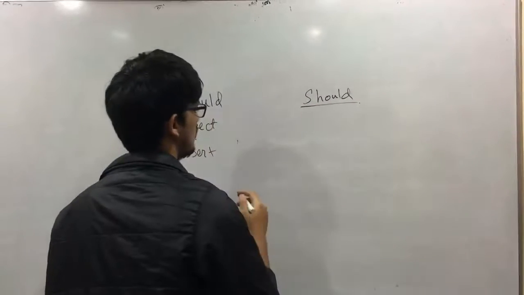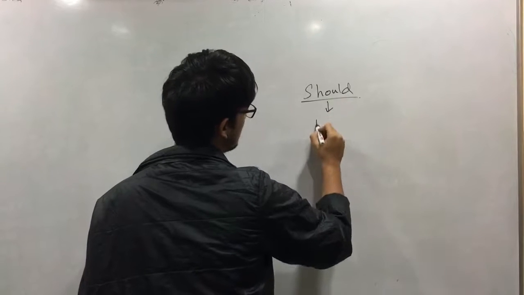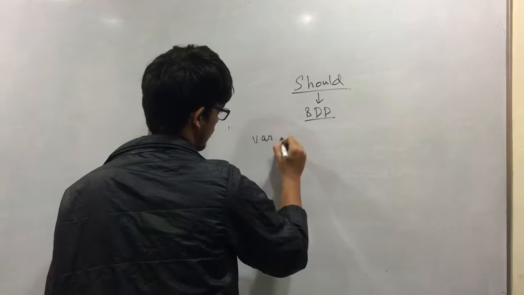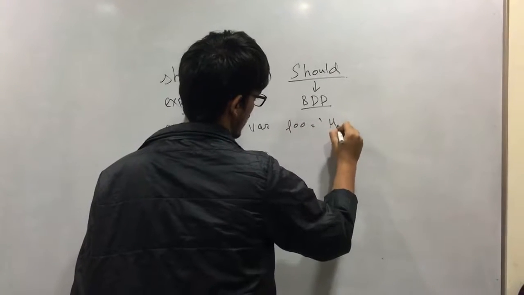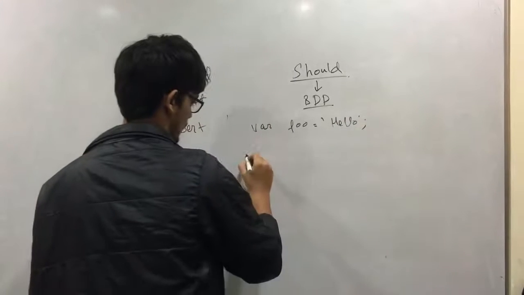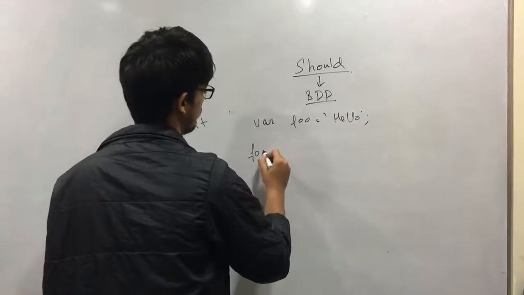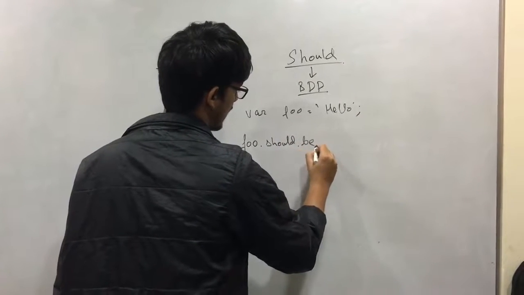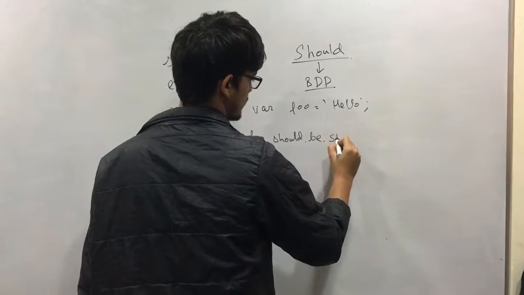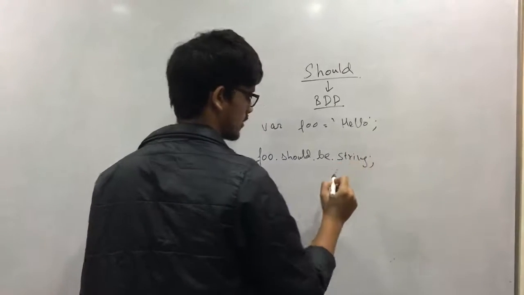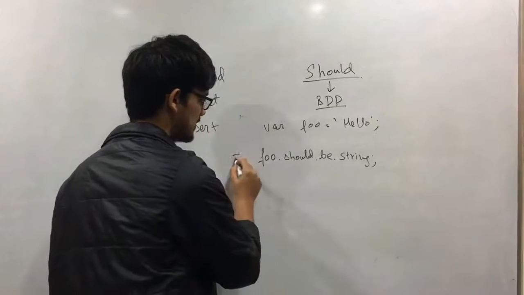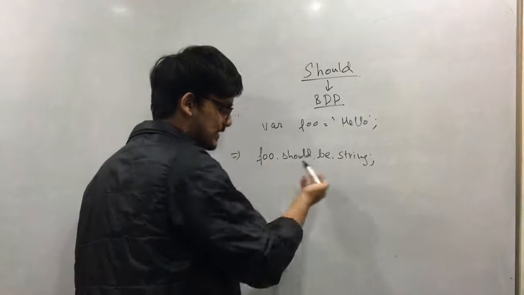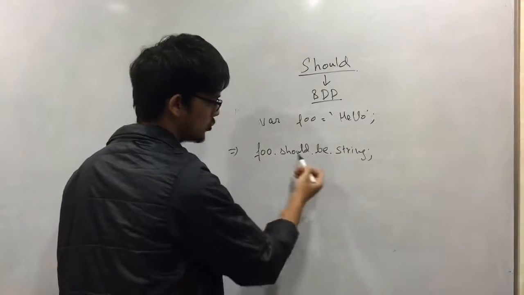In this module, what should does is it helps you test in a BDD style of development. Let's say we have a variable foo, which is equal to hello. Now we can test foo or assert on foo using this syntax. Foo should be string. So in this assertion, you can see that we are asserting using a BDD style of development, and it seems like a simple English sentence, like foo should be string.